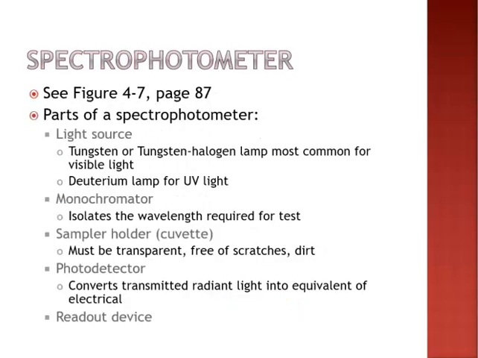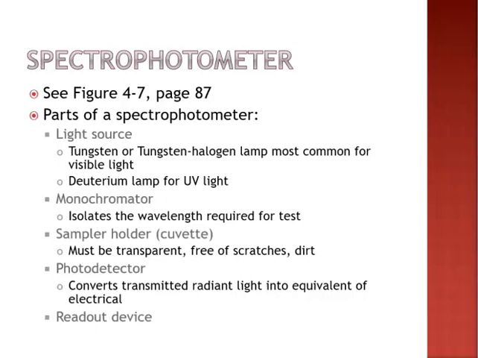Let's go over some of the parts that are included in the spectrophotometer. As far as the light source, a tungsten or a tungsten halogen lamp is most common for visible light. A deuterium lamp is usually used for UV light. There's the monochromator, which is an optical device that can transmit a narrow band of wavelengths of light, and it isolates the wavelengths required for the testing. There's the sample holder, which is usually a cuvette.